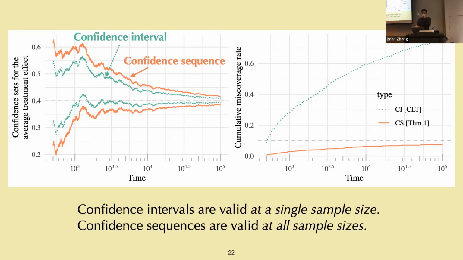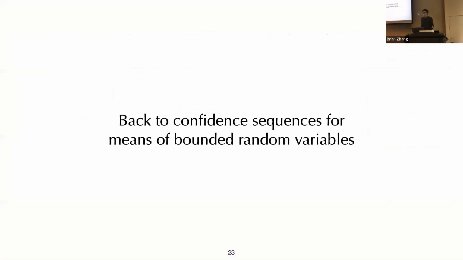This is what I've said maybe too many times now: CIs are valid at a single sample size, CSs are valid at all sample sizes. Okay, so that's the end of that detour. Let's talk about confidence sequences specifically for means of bounded random variables.